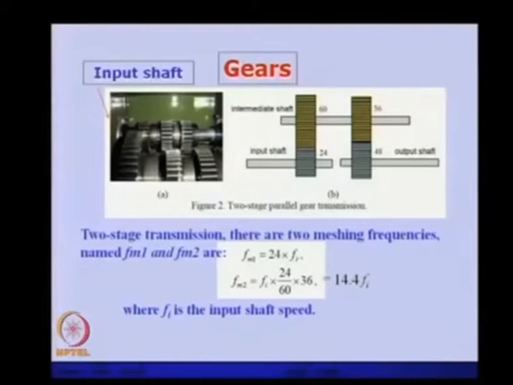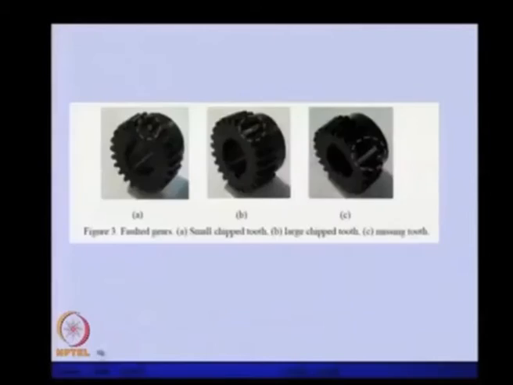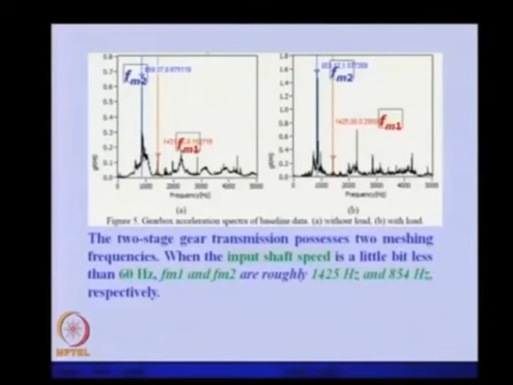Apart from the rotational frequency of the input shaft, these are the various gears and especially the faults. You can see in the first one a small chipped tooth, so a small tooth has been chipped off. This is a large chipped tooth, and in another one the whole tooth has been removed. So there are three levels of fault, all of them related to the tooth of the gear.